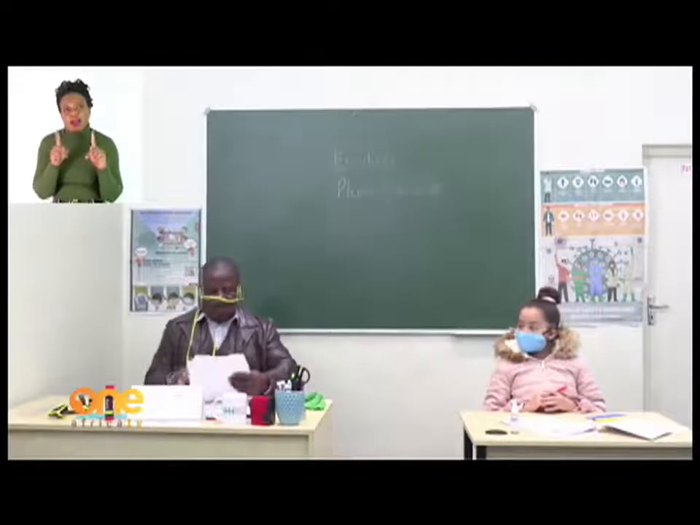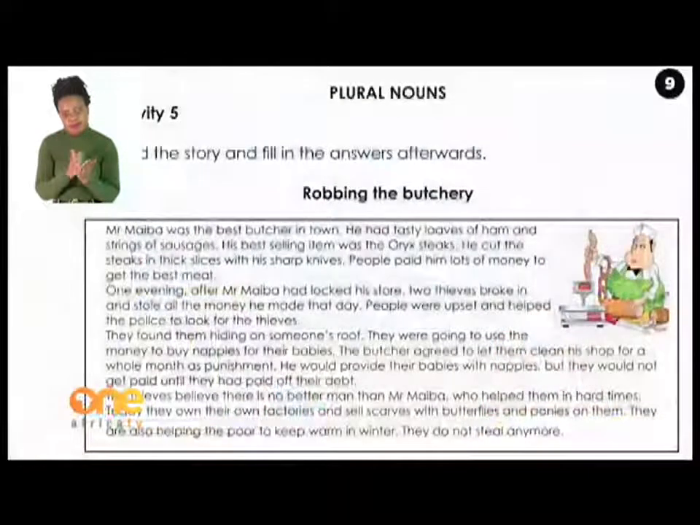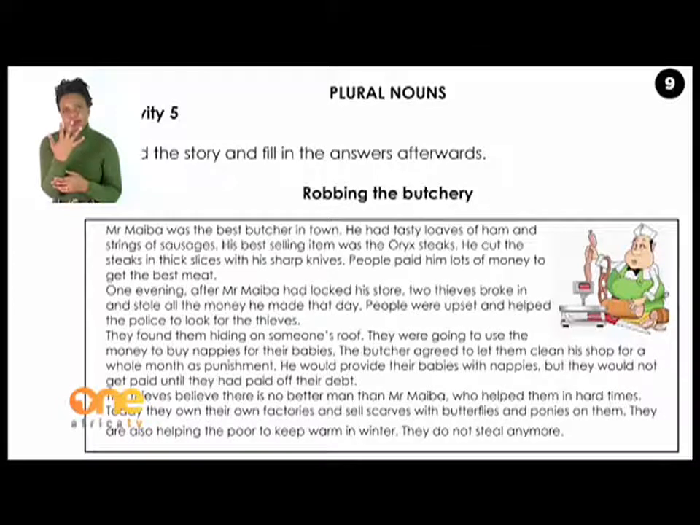Okay, boys and girls, let's turn our books to page 9, where we are having an interesting comprehension passage. And this comprehension passage is full with nouns. They are nouns that are in singular form and some are in plural form. You will be able to identify them. Okay, I'm going to read in your hearing the passage. The topic is robbing the butchery.